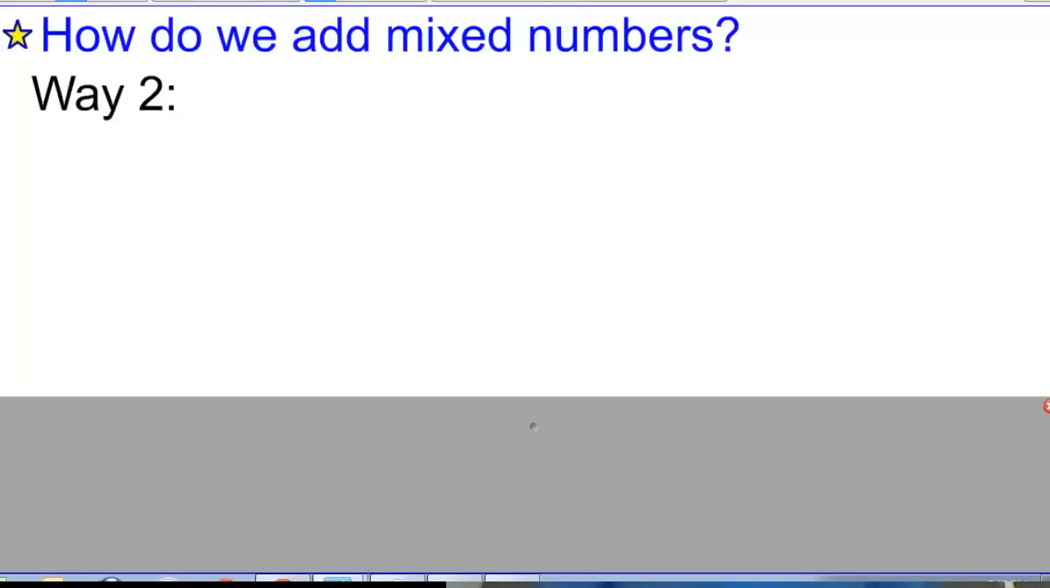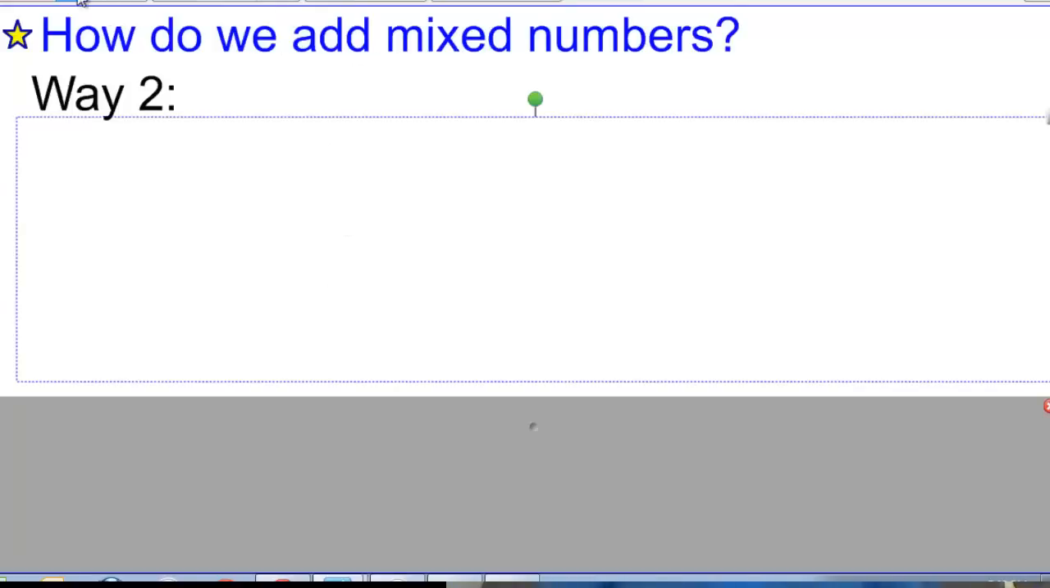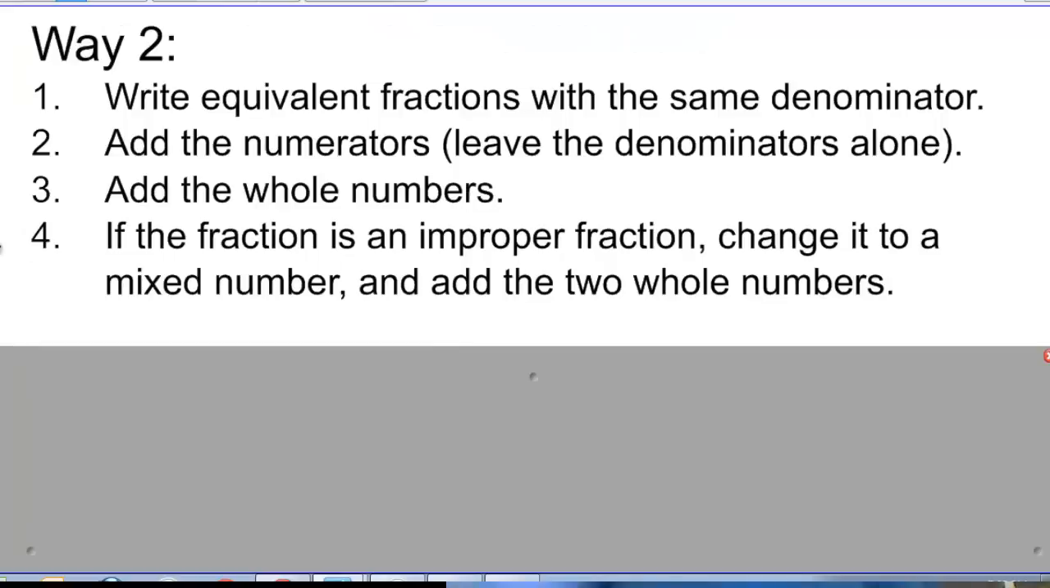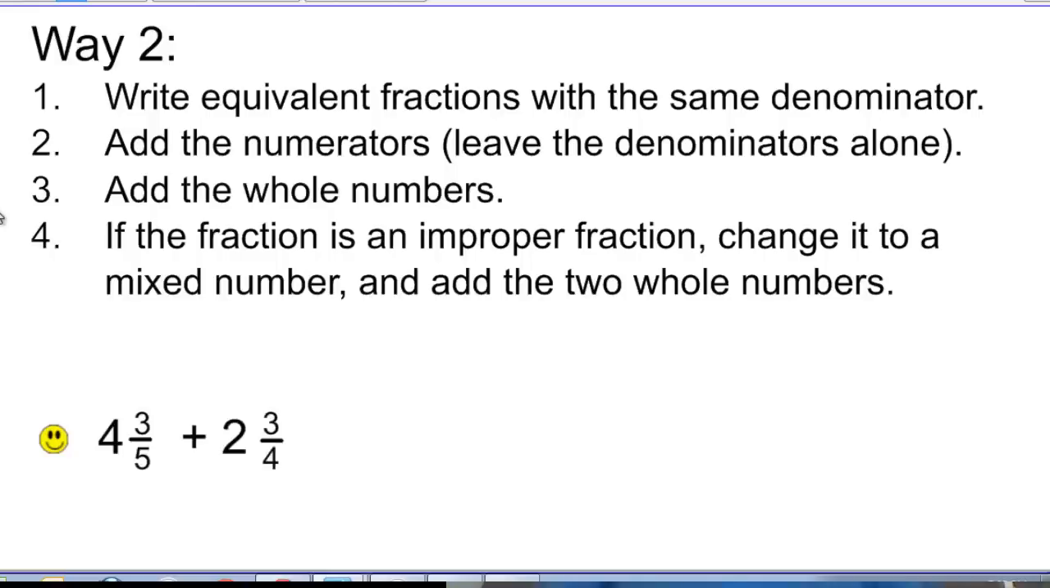There's a second way that we can add mixed numbers, and for this way, we're going to write equivalent fractions that have the same denominator. We're going to add the numerators and leave the denominators alone, and then we're going to add the whole numbers. So we are leaving these as mixed numbers. And then our last step is, if the fraction part of it is an improper fraction, we're going to have to change that to a mixed number and add the two whole numbers. So what does that look like?